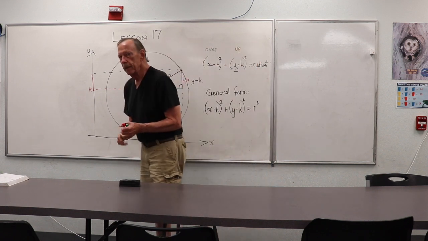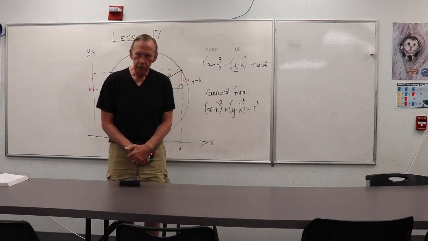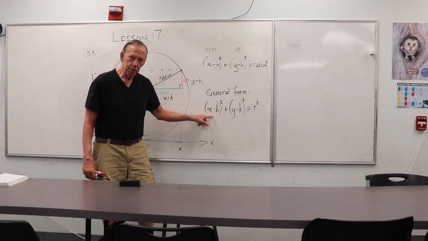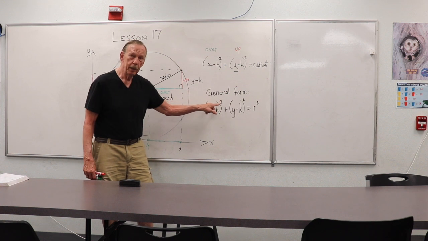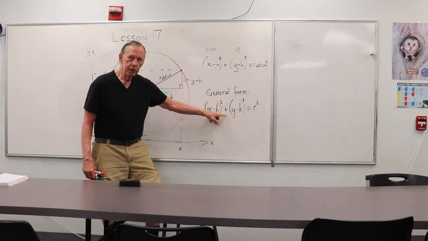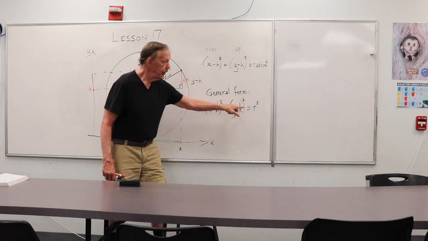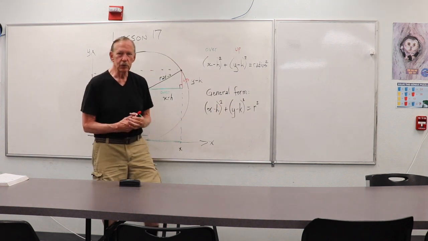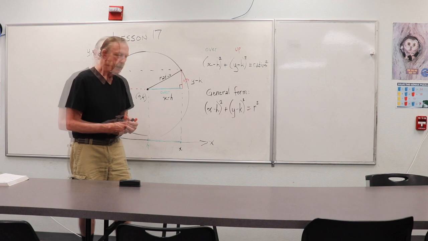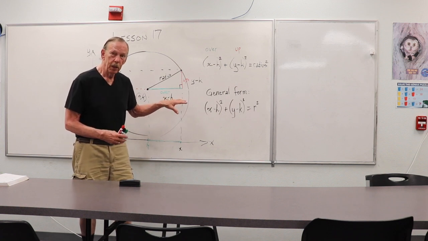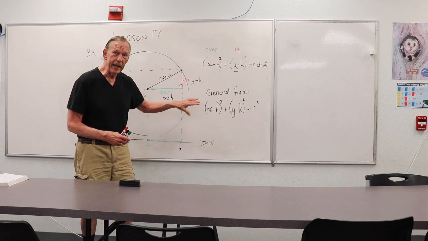the general form of the equation: the quantity x minus h squared and the quantity y minus k squared is the radius squared. And now you know the equation of a circle any place.